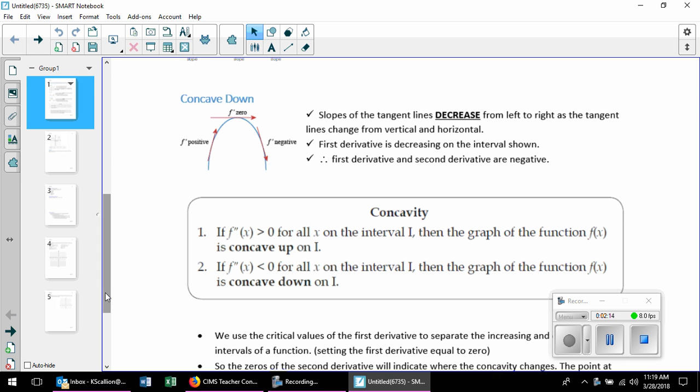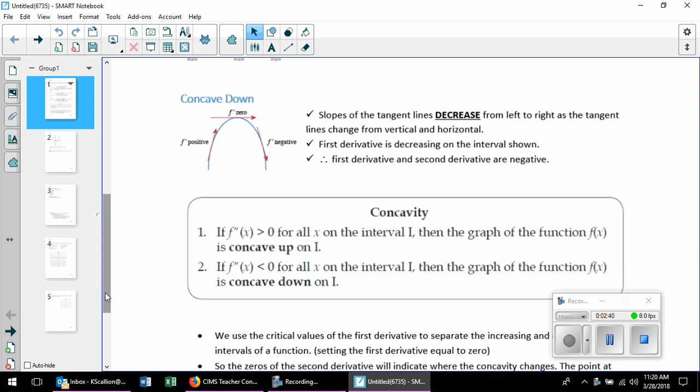So if the second derivative is greater than 0 for all x values on the interval, then the graph of the function is concave up. So it's kind of like a second derivative test. If the second derivative is negative, less than 0 on the interval, it's concave down. So negative values mean concave down, positive values on the second derivative mean concave up.